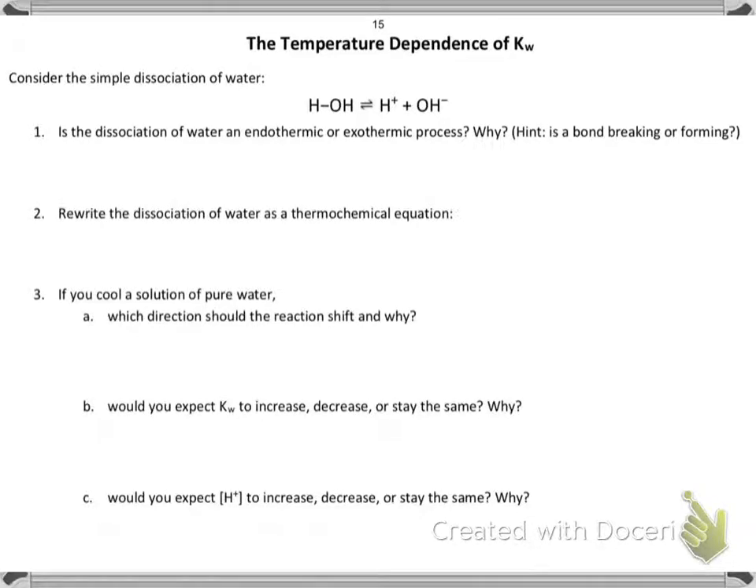Let's talk about the temperature dependence of Kw, the equilibrium constant for the dissociation of water. So we are going to consider the simplest possible dissociation of water, which is H2O breaking apart to form H+ and OH-. If that happens, do you think that's an endothermic or exothermic process, and why? Take a moment and take your best guess, and then we will check.